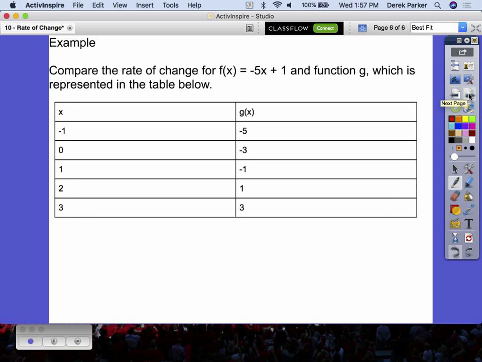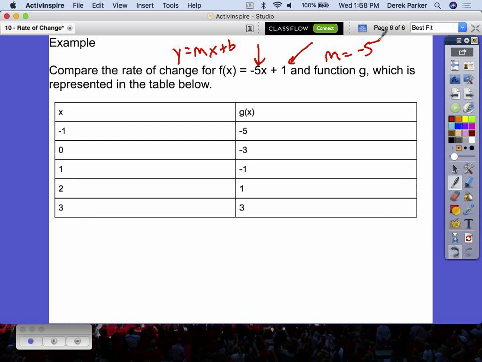Now, I want to compare the rate of change for f of x equals -5x plus 1 and the function g, which is in the table below. Okay, f of x, I'm going to go ahead and look at it. Remember, y equals mx plus b. In this equation, my y-intercept is 1, and so my slope for f of x is -5.